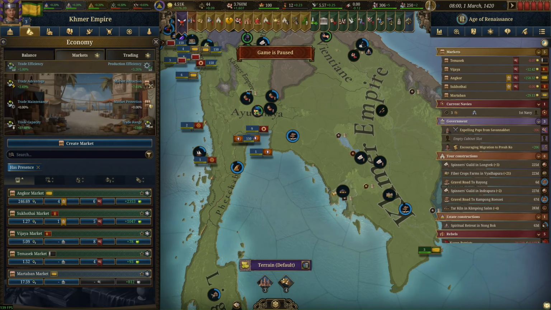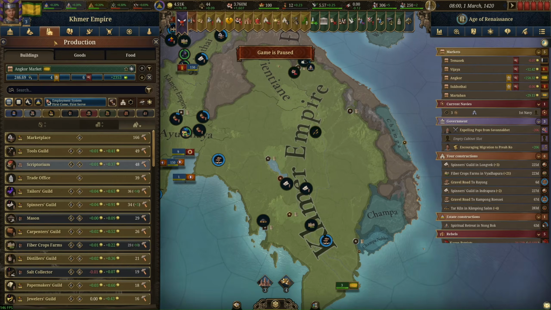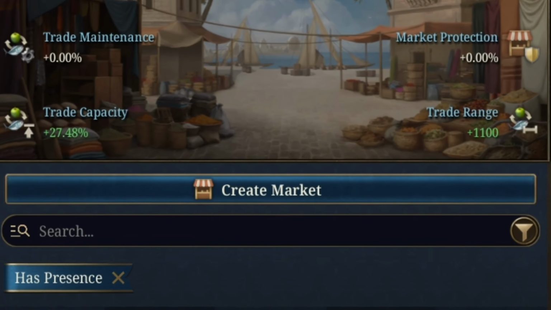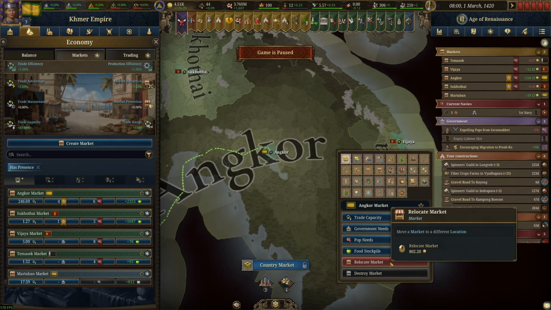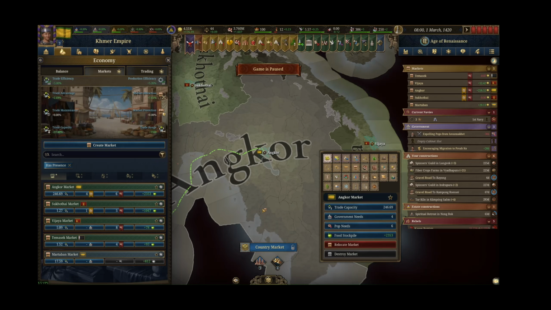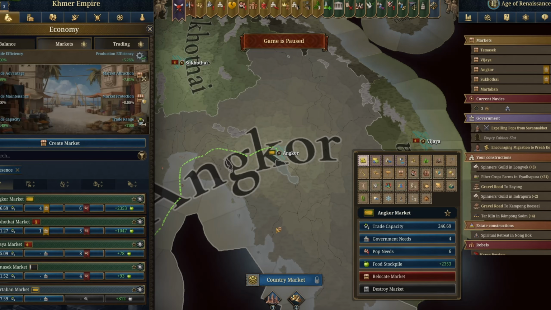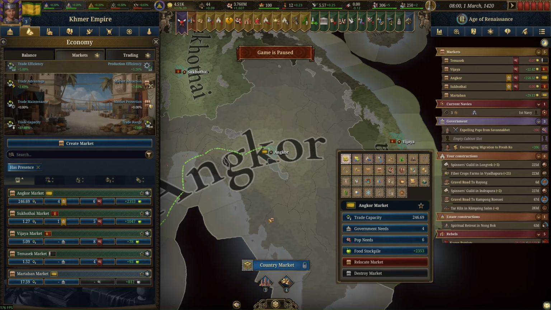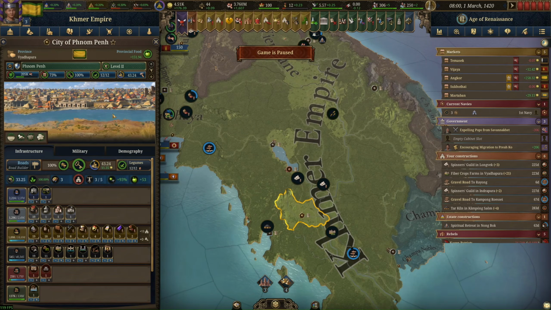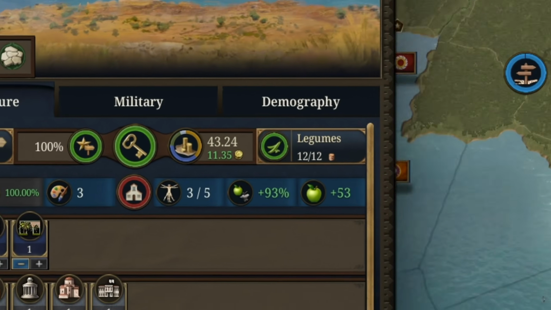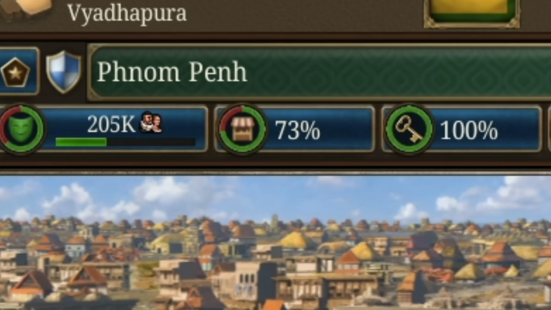Sometimes, to increase market access, there's nothing you can do except create a new market in the economy panel or move the market capital to a better place, taking into account essentially the same parameters as for proximity. And yes, a good practice is to have your capital also serve as your trade capital. Otherwise, you can cause what I caused in my Khmer playthrough. My most profitable province does not have full market access.